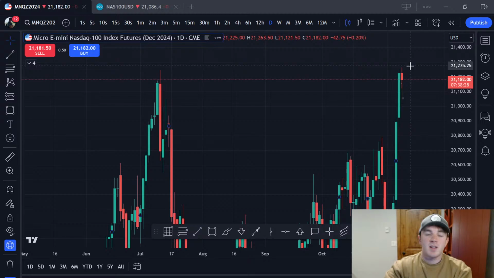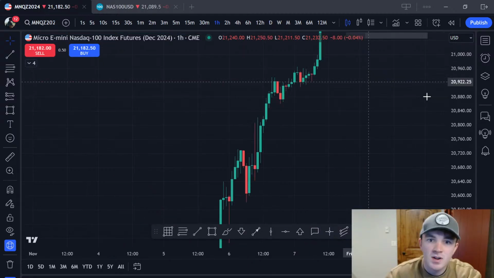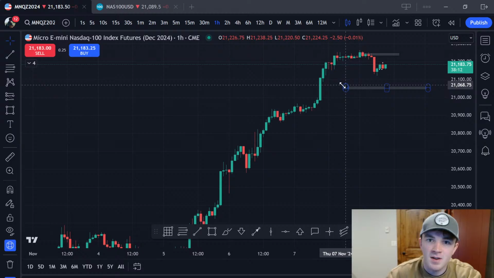So my thoughts are possibly coming down to this fair value gap. But I'm trying to get an entry, and I just suck at entering. I'm really good at bias. I suck at entering. I don't know why.